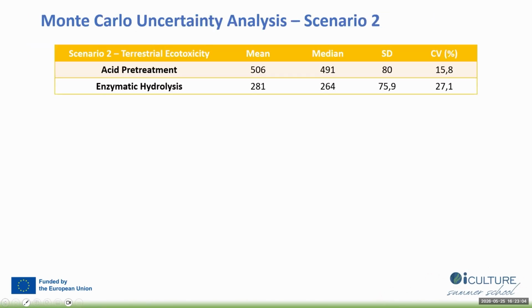Now, to ensure the reliability of our findings, we conducted a Monte Carlo uncertainty analysis for the optimal scenario 2. This allows us to see how sensitive our results are to data variations.